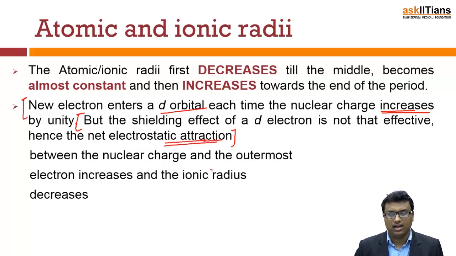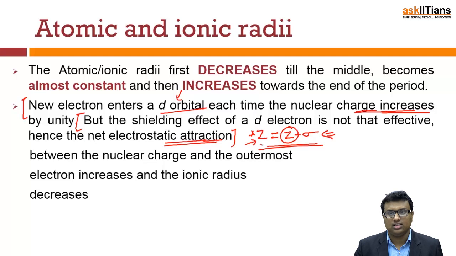So what is happening is that when the new electron enters the d orbital, the nuclear charge increases, as I already told you. As the atomic number increases, the nuclear charge increases. The nuclear charge is related to effective nuclear charge by this concept. Effective nuclear charge is nuclear charge minus screening constant, which we generally discuss in the periodic properties concept. Nuclear charge is nothing but the atomic number.